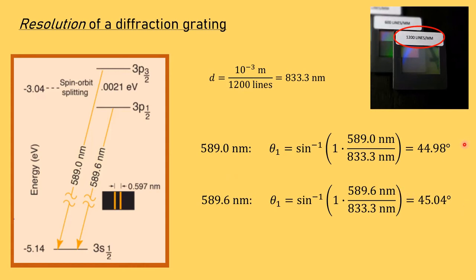So yes, they are diffracted at different angles. The difference is not great. In fact, it's something like 0.06 degrees. That's a pretty small angular separation. So it's possible, depending on the thickness of the lines, that they would overlap and you would not be able to distinguish the two lines in your spectroscope.